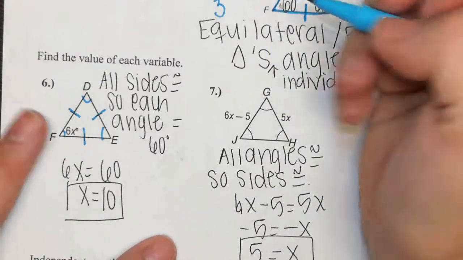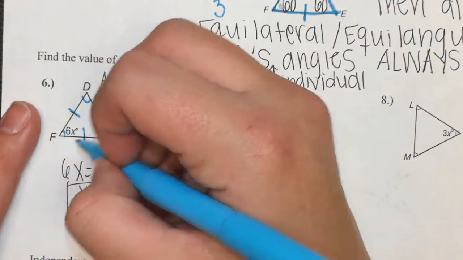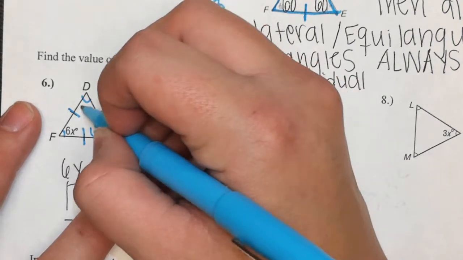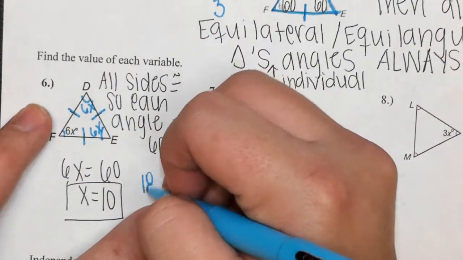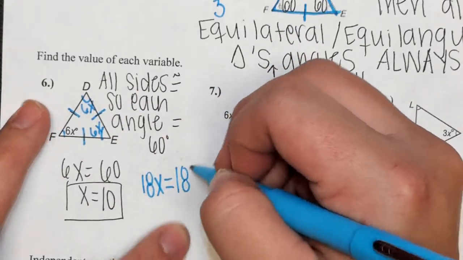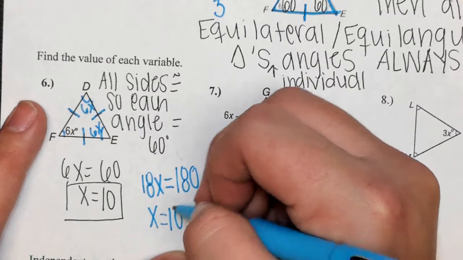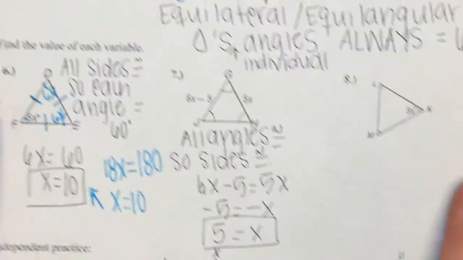Now, this would also work if you said, well, I know all the angles are the same, and this is 6x, so this is 6x, and so is this. Well, 6 plus 6 plus 6 is 18. Set it equal to the total amount of degrees, which is 180. You still get x is equal to 10. It's just less work, remembering that they're all equal to 60.